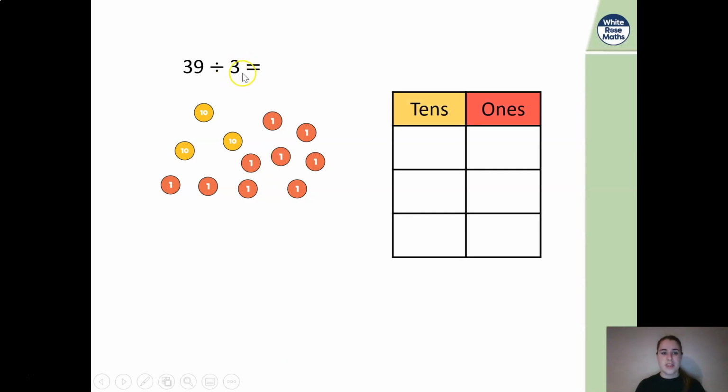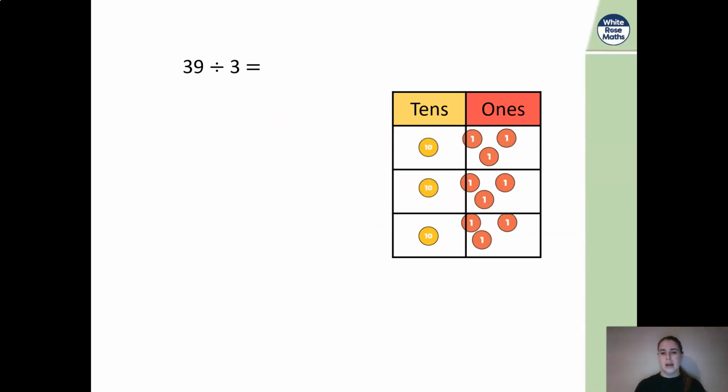Now, because I'm dividing by 3, okay, I've got 3 equal rows. So I'm going to start with the biggest values. I'm going to start with my 10s. So I'm going to share my 10s out and put them into their 3 groups, okay? Now, I'm looking at how many 1s I've got left. And I'm looking at my 10s, which means I've partitioned 39, okay, by moving all of these counters over.